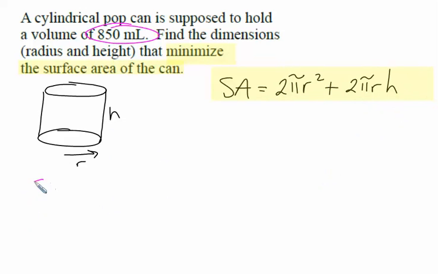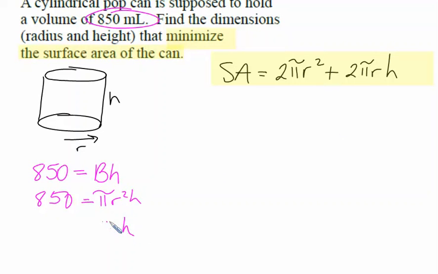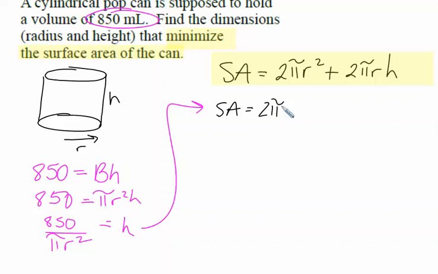To make that happen, let's go back and look at the fact that our volume is 850 milliliters. Volume is the area of the base times the height. So in this problem, 850 would be equal to pi r squared times the height. And if we want to get the h by itself, we just divide both sides by pi r squared. We will now take this expression and plug it in for the surface area. So surface area is 2 pi r squared plus 2 pi r times 850 divided by pi r squared. Now notice our surface area formula is just in terms of r.